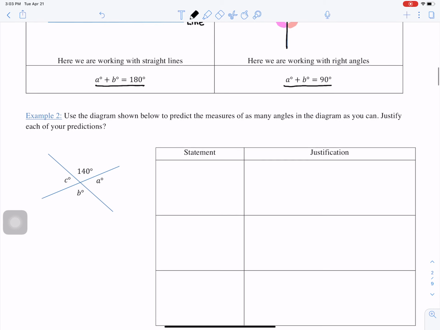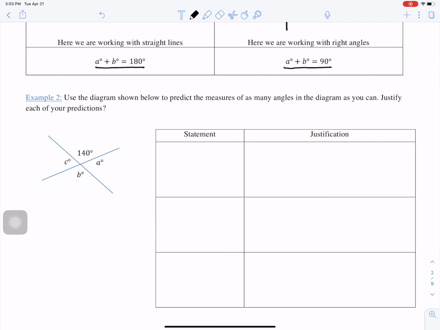So let's look at example 2. Use the diagram shown below to predict the measures of as many angles as you can in the diagram. Justify each of your predictions. So as we're working through this example, the justification would involve you writing sort of like a two-column proof. On the one side, we would write a statement, and on the other side, we would write why we think that statement is true. Us teachers would like you to present your answers like this all the time, just to get you used to kind of the proof technique.